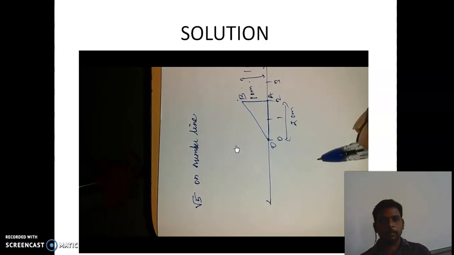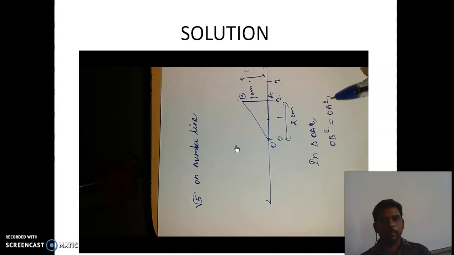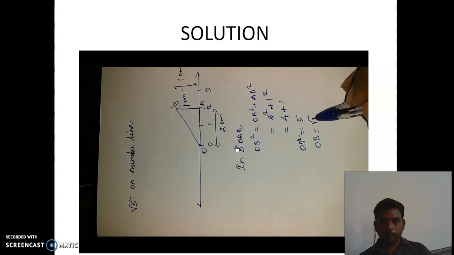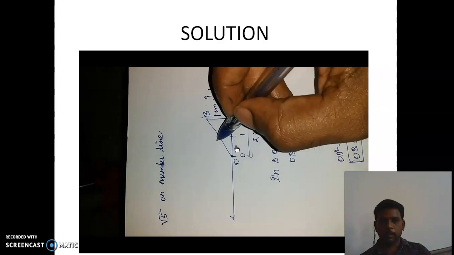So again using Pythagoras theorem in triangle OAB, the hypotenuse is OB. So OB square equals OA square plus AB square. Now what is OA? 2 centimeter, so 2 square. What is AB? 1 centimeter, so 1 square. 2 square is 4, 1 square is 1. So 4 plus 1, 5. So OB square equals 5. Now what is OB? Taking the square on that side, it becomes square root, so root of 5. This length OB is nothing but root of 5.